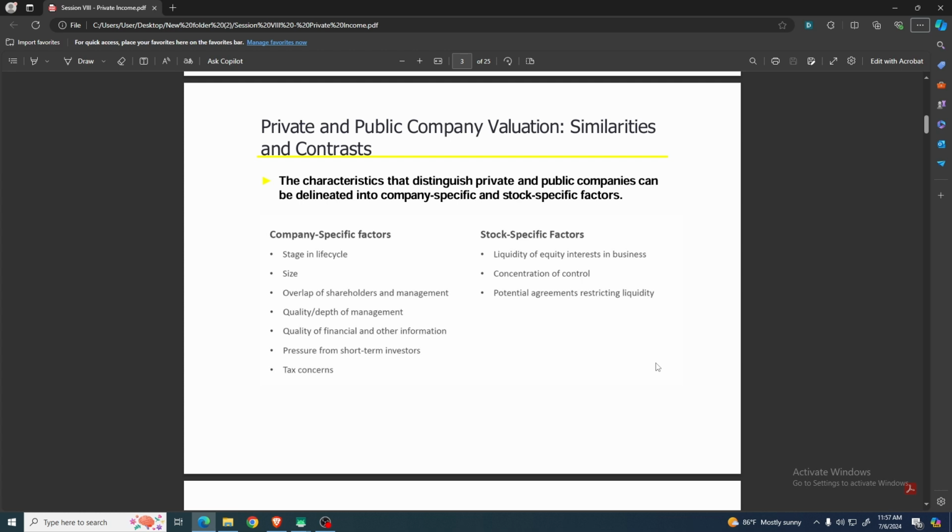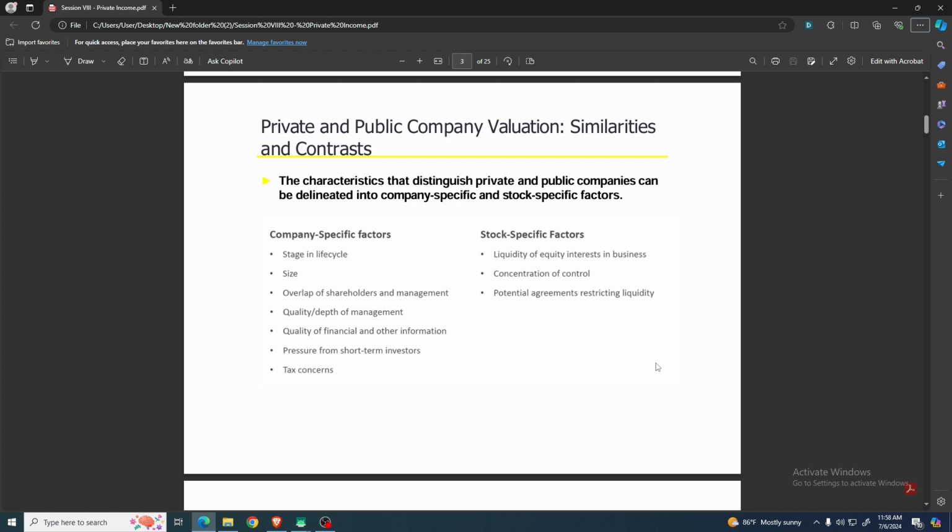So with those company specific factors, now let's jump into the stock specific factors. These are related to the characteristics of the company's equity, impacting the liquidity and transferability of shares. First, we have the liquidity of equity interest in business. Public company shares are more liquid due to being traded on stock exchanges, allowing easy buying and selling, but private companies lack this liquidity, making them harder to trade. Investors can easily trade shares of a company like Microsoft on the stock market, providing high liquidity, whereas shares in a private firm like Cargill are not publicly traded and hence less liquid.